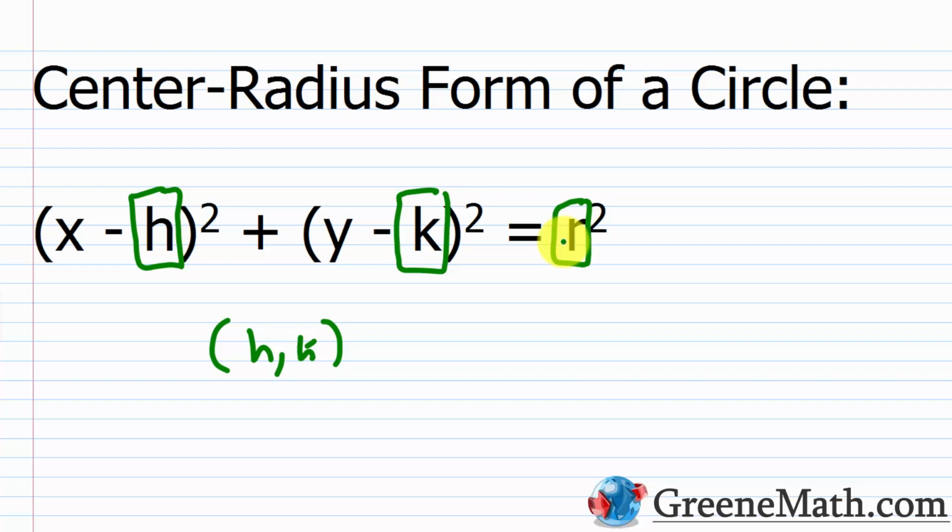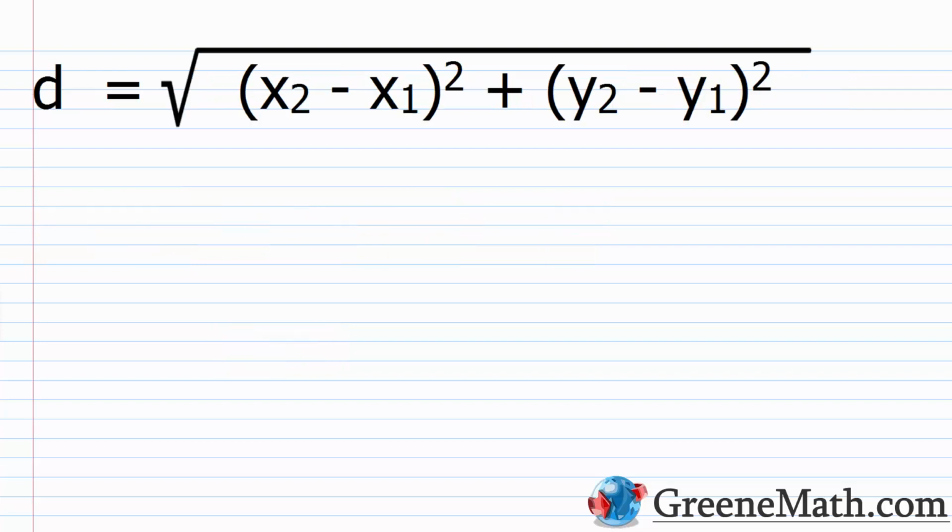So let's talk a little bit about that. Let's revisit our distance formula that we've worked with so much in this course. We know the distance between any 2 points is equal to the square root of x sub 2 minus x sub 1 squared, plus y sub 2 minus y sub 1 squared. So the difference in x value squared plus the difference in y value squared, all under a square root symbol.